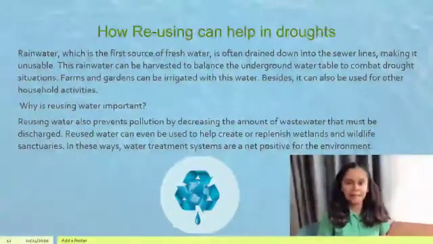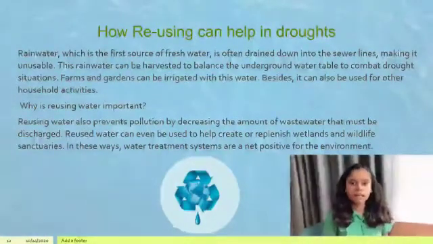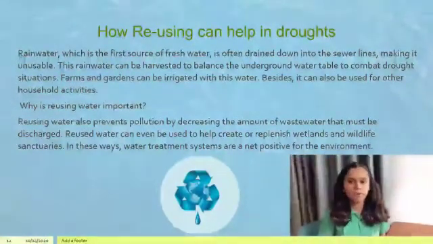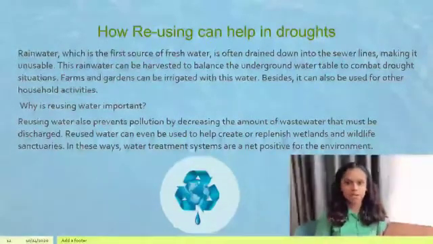Hello, my name is Antara Holkar and I am from class 6B. My topic is reusing of water. Water has become a global concern and the world can see a drought in the coming years if we fail to consume it properly. We can avoid water scarcity by reusing water.